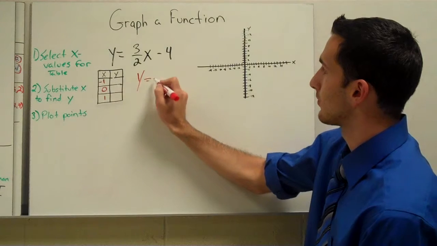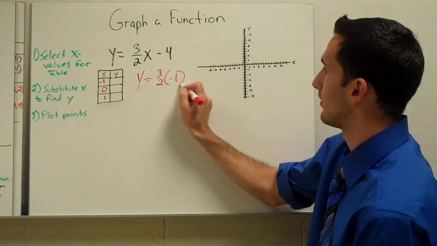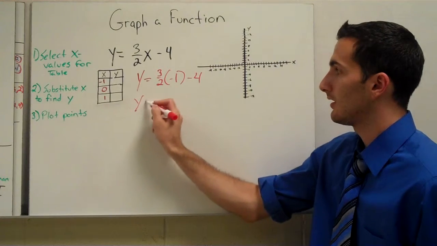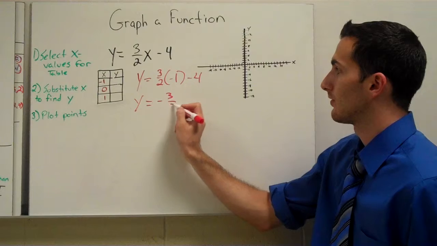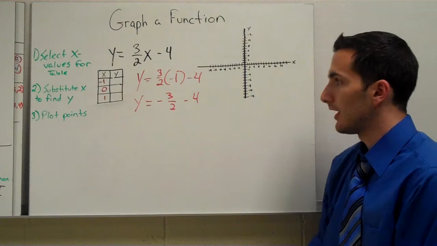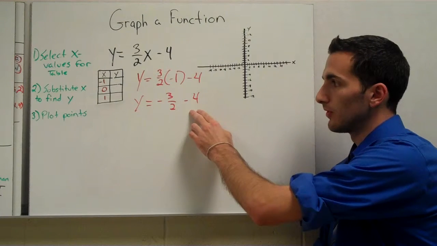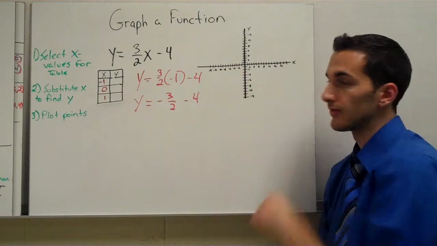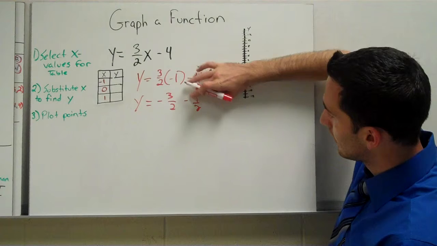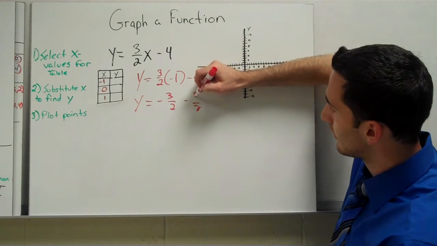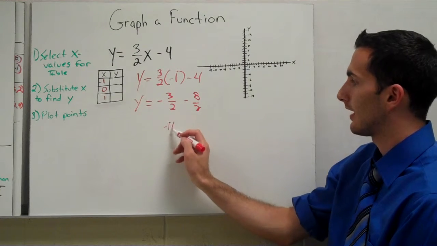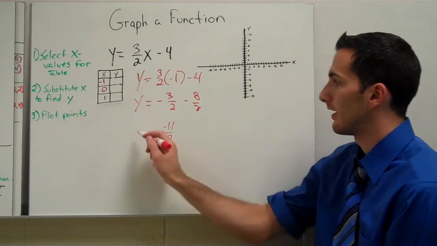So I get y equals 3/2 times -1 minus 4. And I'm going to solve this out and see what I get. So I get y equals -3/2. 3/2 times -1 is -3/2 minus 4. Alright, now I've got -3/2 minus 4. I've got to subtract fractions here. So I need to find a common denominator, which is going to be 2. And if I make the denominator 2, I've got to make the numerator 8. -3 minus 8 is going to give me -11/2. And that's what y would equal.